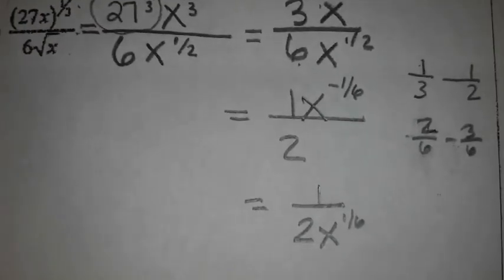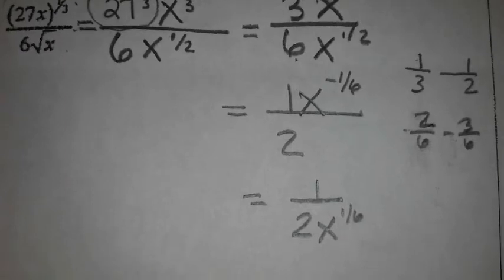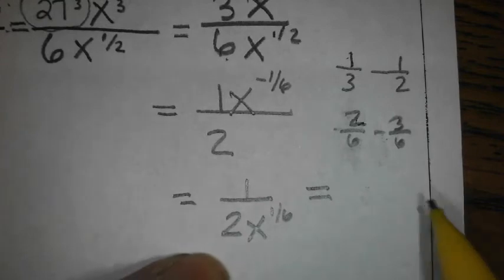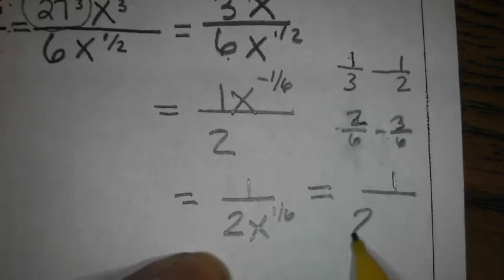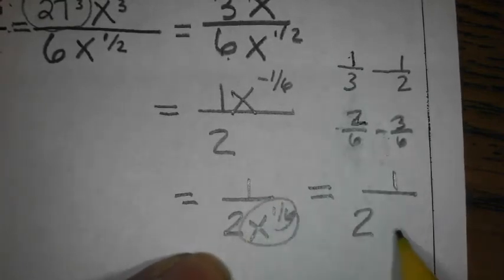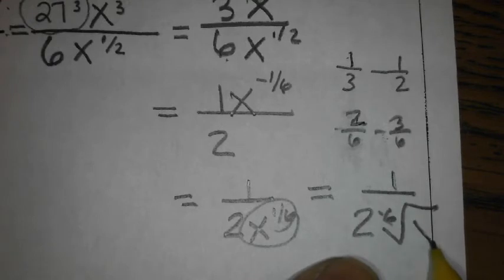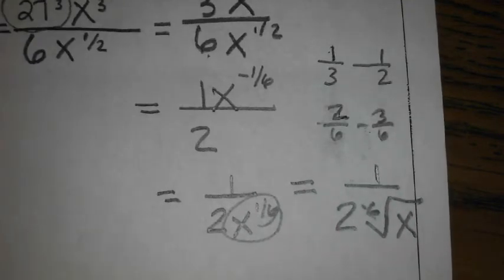And if this was a multiple choice, that would be the final answer in exponential form. There's also a final answer in radical form. 1 over 2, and then what does x to the 1/6 turn into? We go back to radicals. 6th root of x. Excellent. I'll give you a minute to breathe here. Any questions on any of this so far?